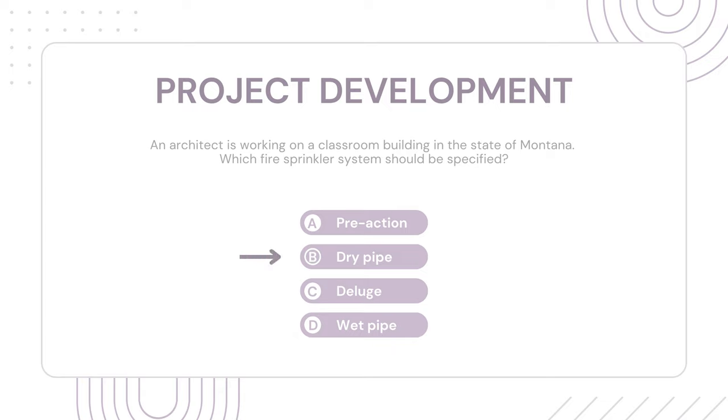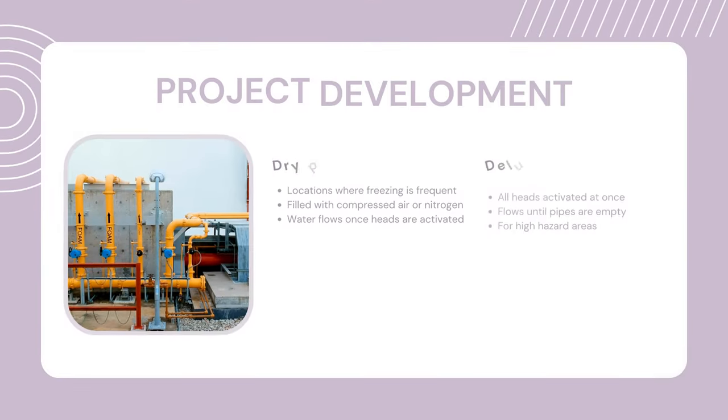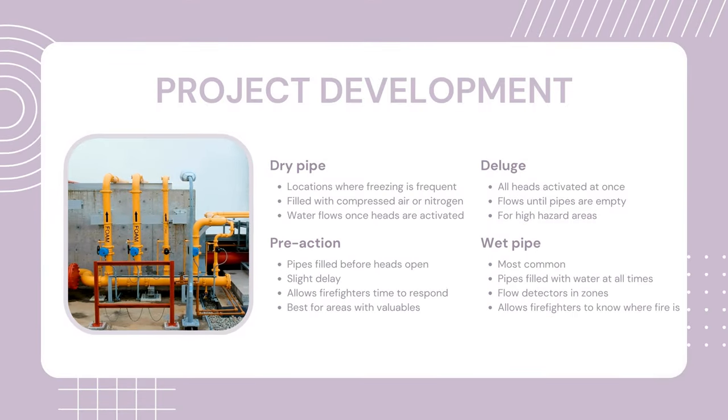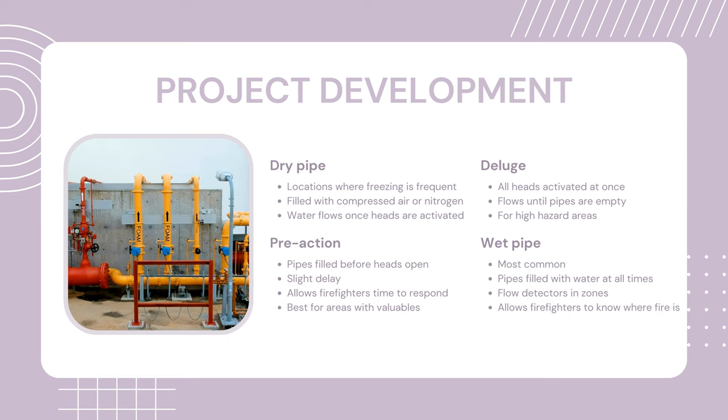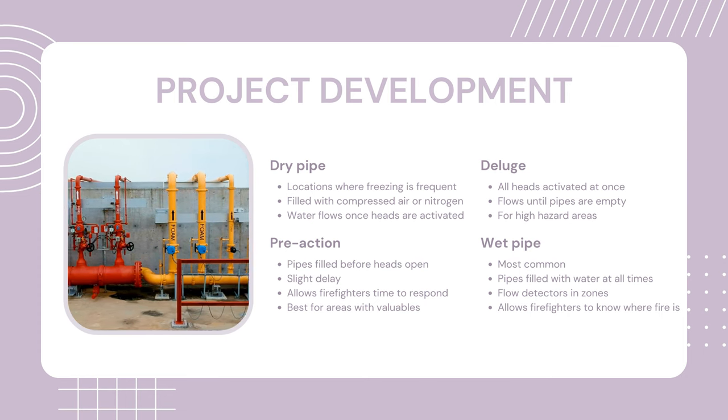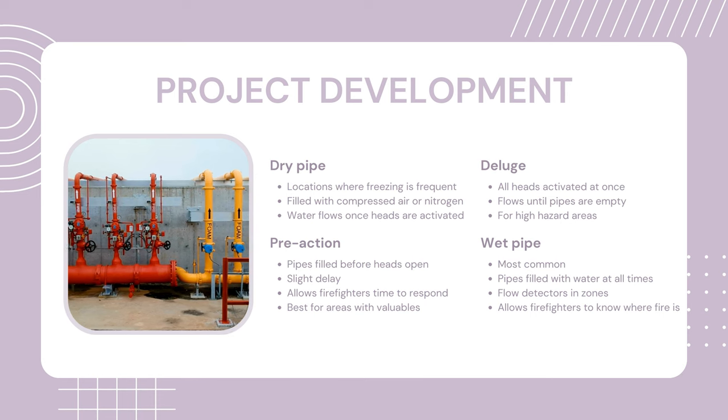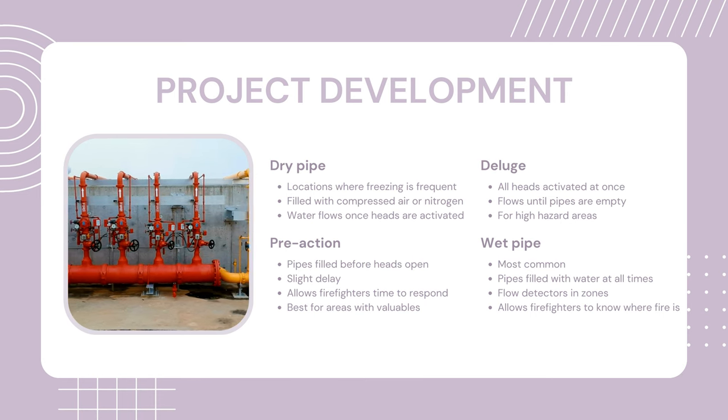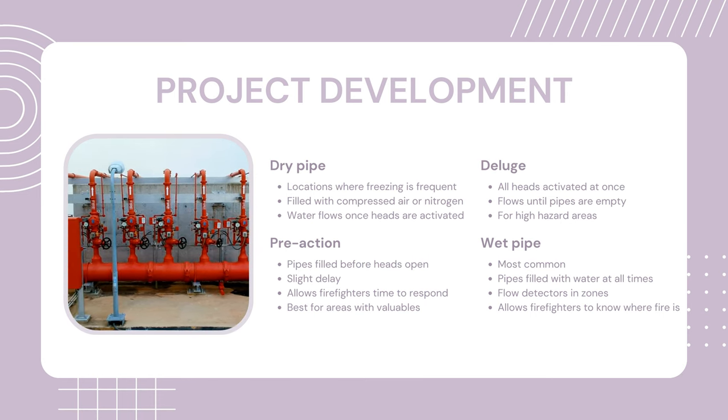The answer is dry pipe. Dry pipe systems are used in locations where freezing is frequent. The pipes are filled with compressed air or nitrogen. Once the heads are activated and open, then water flows to fill the pipes.